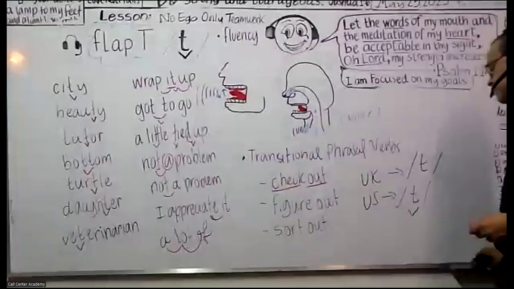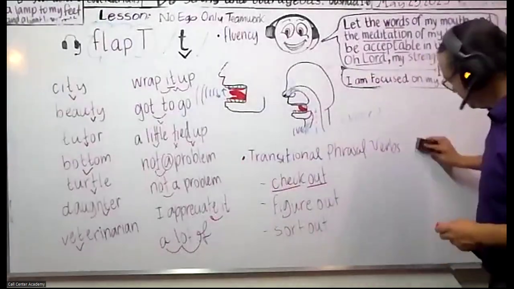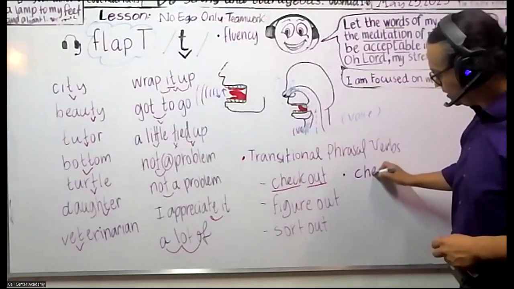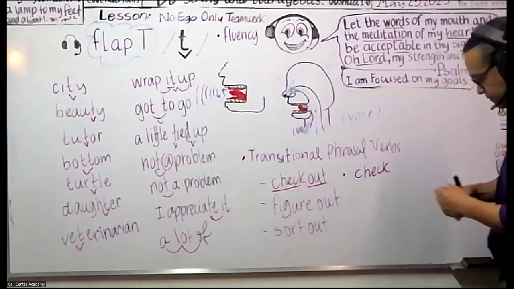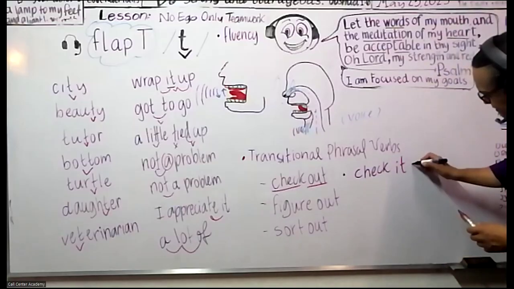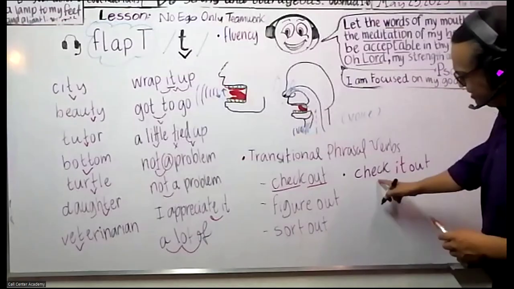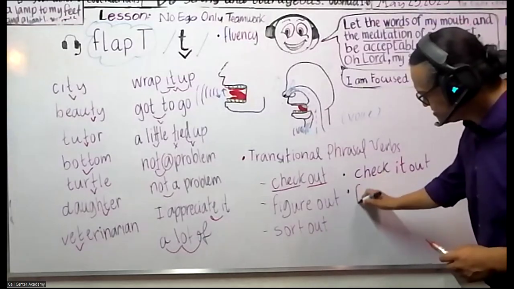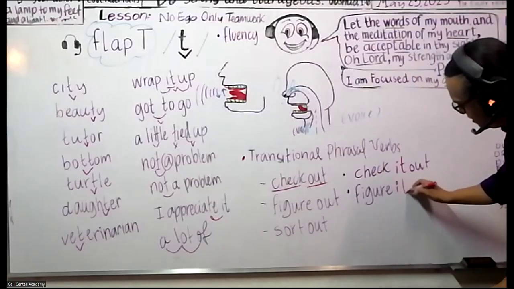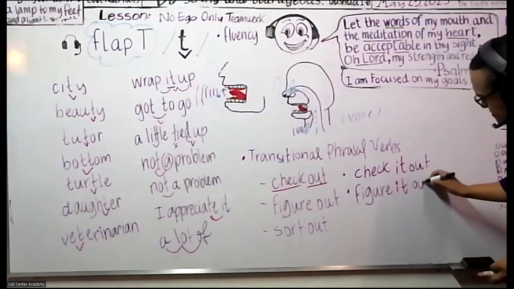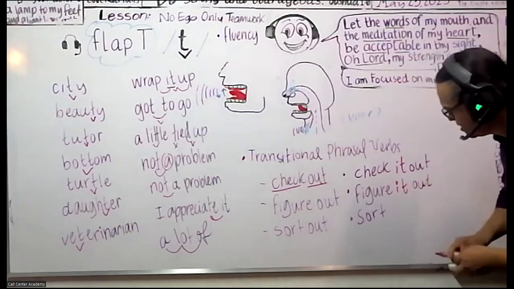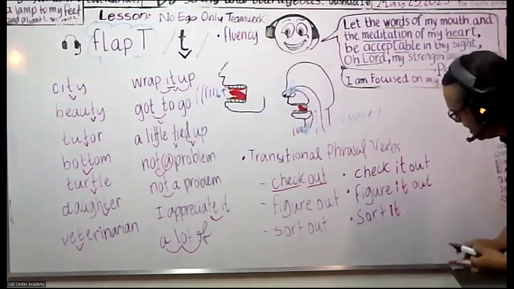It's quite easy to pronounce them like this. The trick where you absolutely need the flap T is when you put the object in between the phrasal verb. Let's say it. Then we say check it out. Check it out. And here we have figure it out. Figure it out. And sort it out. Sort it out.